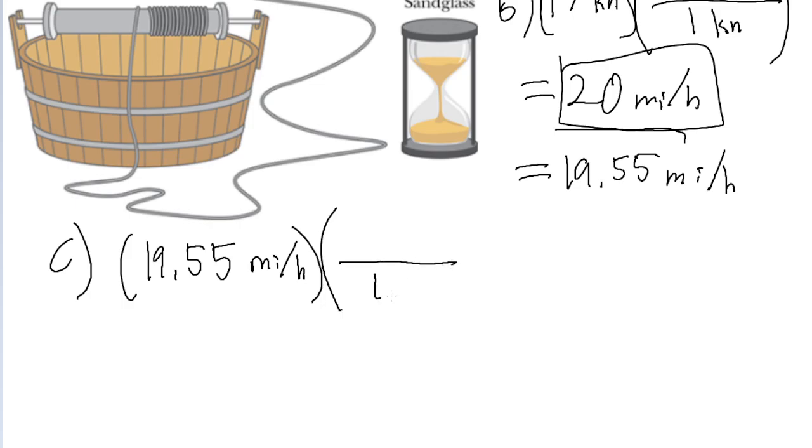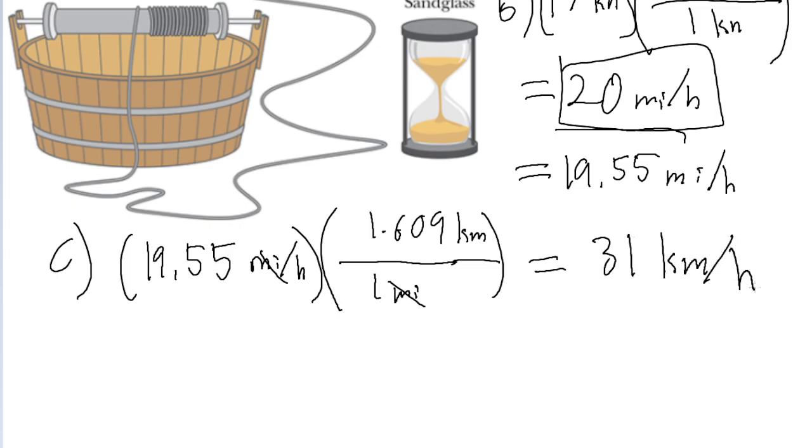That 1 mile corresponds to 1.609 kilometers. So the miles cancel out, and we find an answer that is in kilometers. We find about 31 kilometers per hour. And so that is our final conversion. So that is our answer for all 3 parts of the problem.